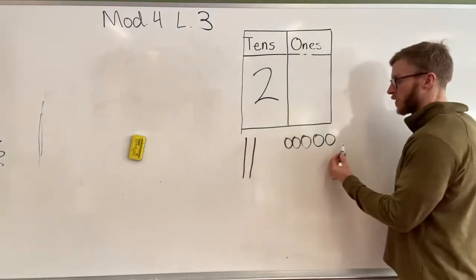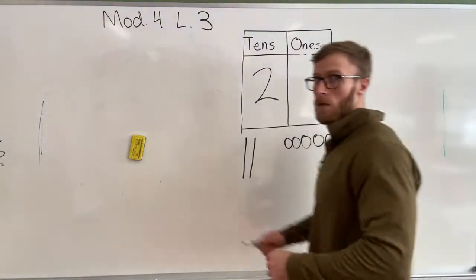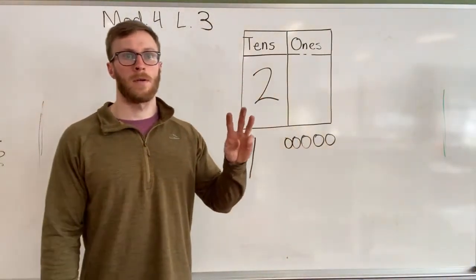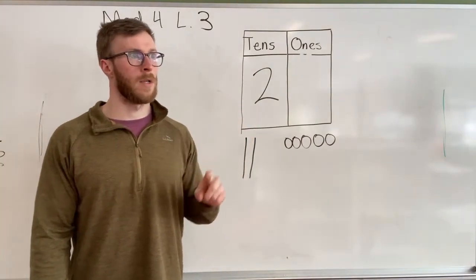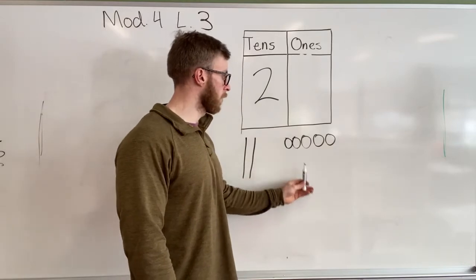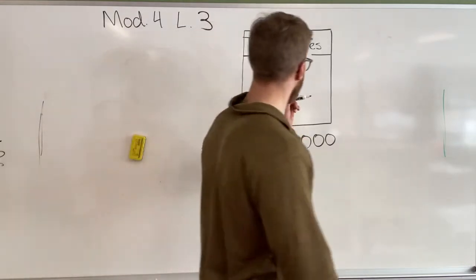Now, how many 1s do I have? Go ahead and count those 1s. I'm going to give you 5 seconds. Let's count them together. 1, 2, 3, 4, 5. 5 1s.